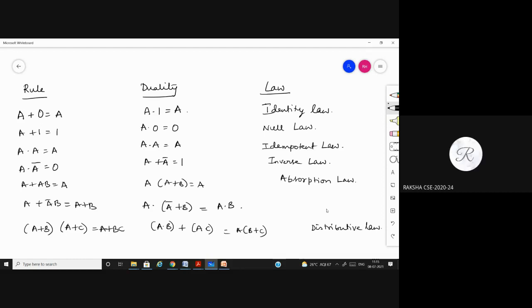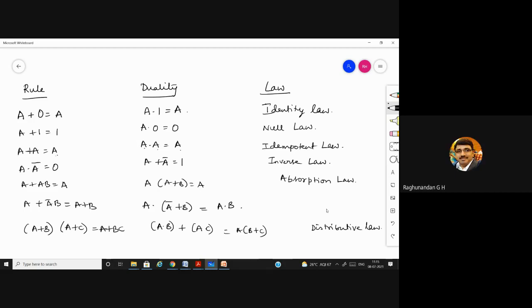Excuse me, sir. In the idempotent law, for the duality, shouldn't it be a plus a? Because in the rule also it is a into a, and the sign here changes. Yes, sorry, I forgot. It is a plus a is equal to a, and a into a is equal to a. Is it clear?